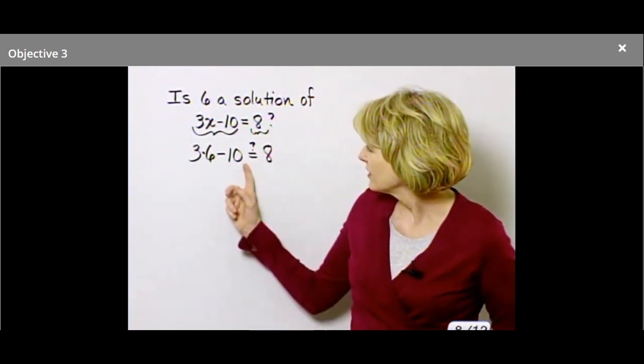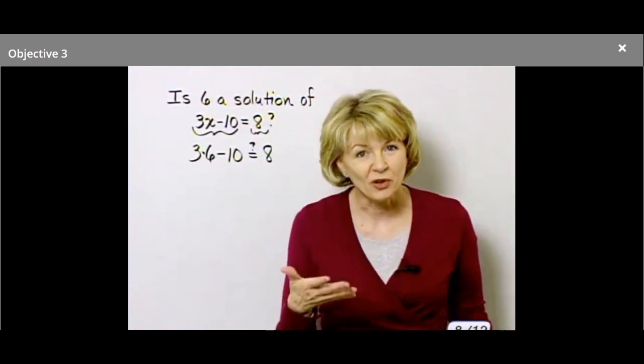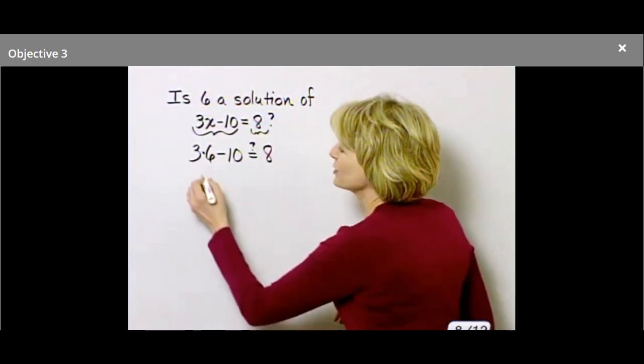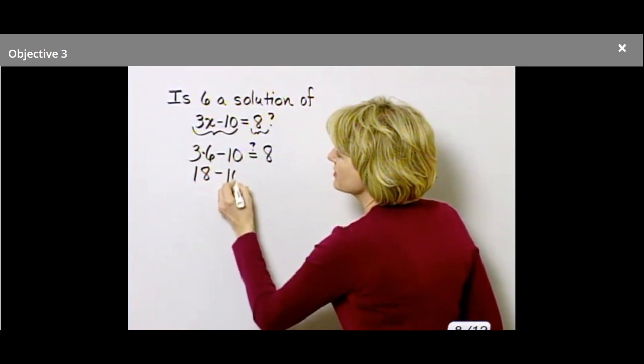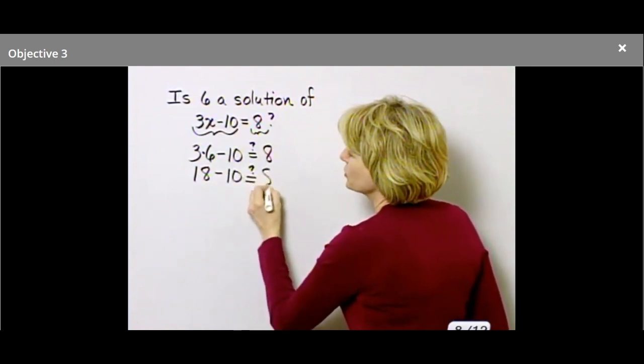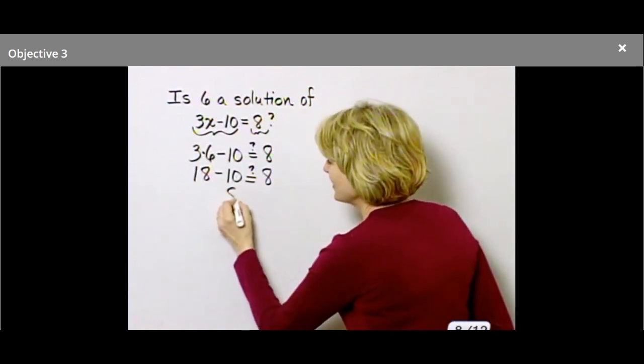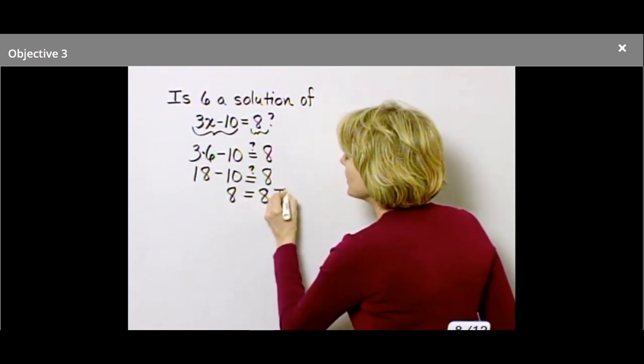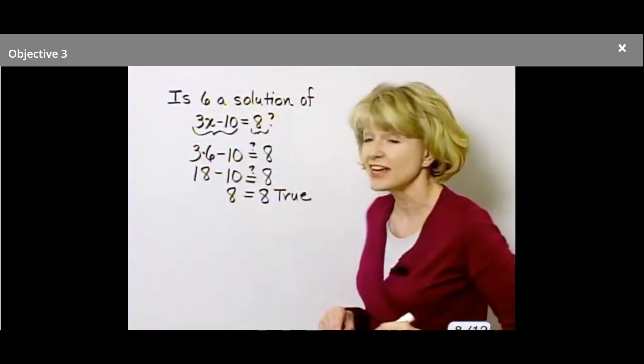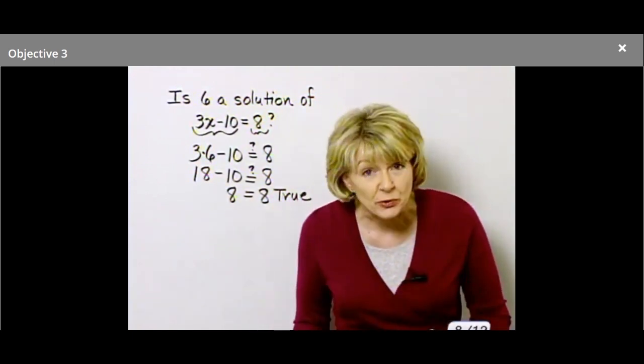Well, let's see. Evaluating the left side using order of operations, I have 3 times 6, which is 18, minus 10. Is that equal to 8? The left side, 18 minus 10, is 8. 8 does equal 8, so we do have a true statement.